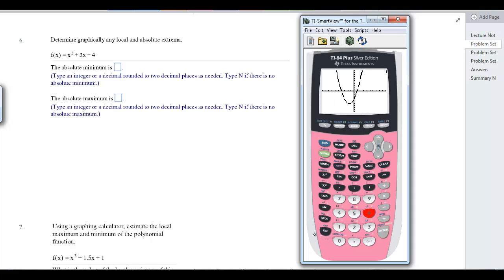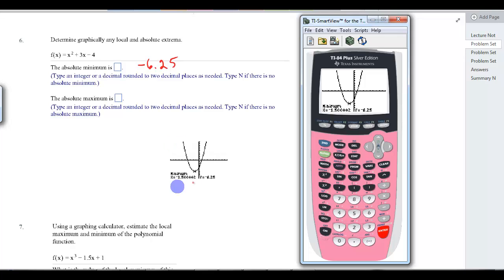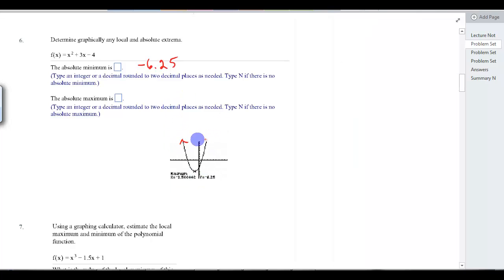Let me do a zoom 6 and see if I can get it. There we go. All right, so if you want to find the min, remember second calc, min is number 3, and you want to go over till you are on the left of the lowest point and hit enter. Move over to the right of the lowest point and hit enter, and enter a third time. And so you're looking for the y value, and it's negative 6.25. It asks if there's an absolute max. There wasn't because we had this picture. So that's going on and on forever up this way, so we would put an n there for that.